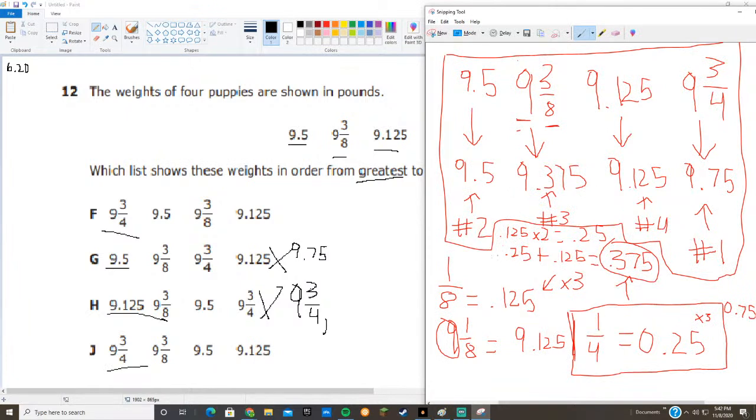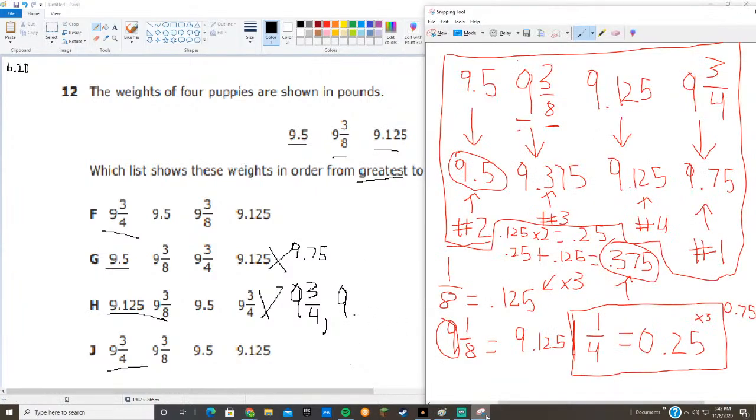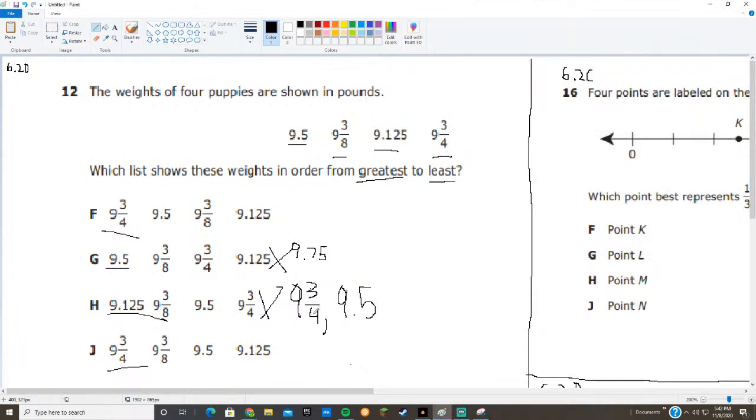The next number in the sequence is number 2, which is 9.5. So which do they both have as 9.5? This is 9 3/8, not 9.5, so we can eliminate this. This is 9.5. And at that point, you don't even need to look at the rest of the answers in order, because we know these 3 are wrong. So it can only be one answer choice, leaving the correct answer choice as F: 9 3/4, 9.5, 9 3/8, and 9.125.